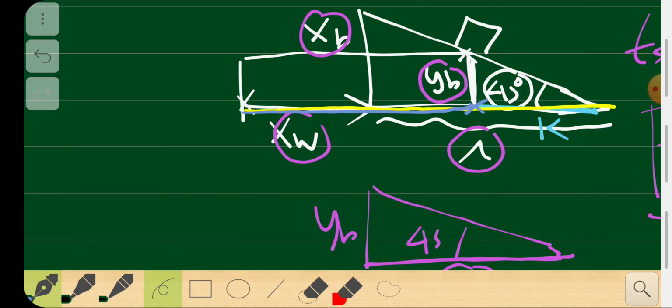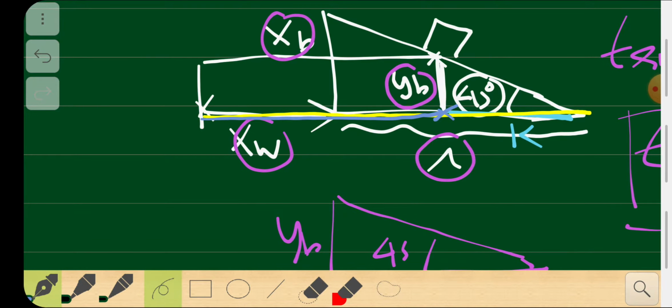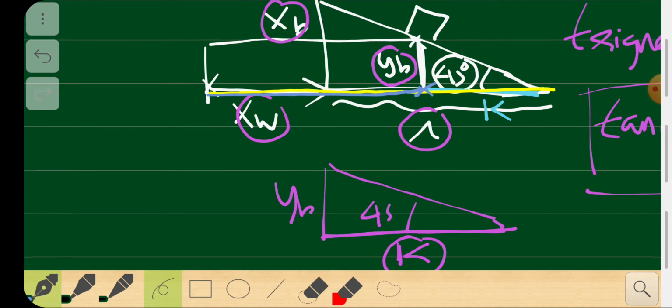This distance up to here. Okay, so k will be the total yellow line minus the blue line, the hard blue line. So that will be k. So what is the yellow line? Yellow line, the total distance.